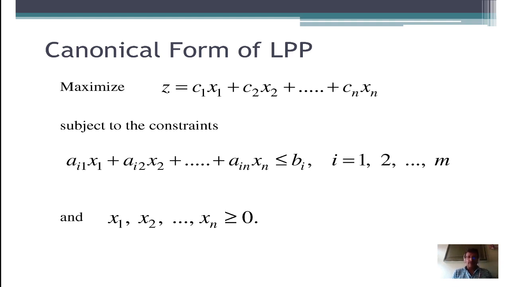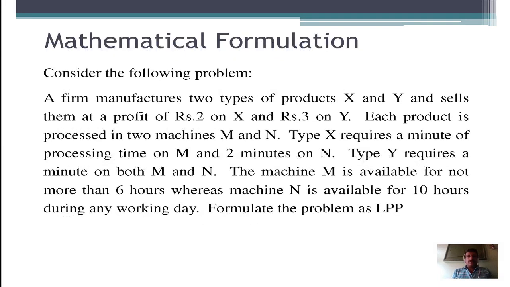and as usual the non-negative variables x1, x2 and so on xn are greater than or equal to 0. So let me go with an example first before going to the step-by-step procedure of finding the mathematical formulation. I will give an example first and then go back to the procedure.